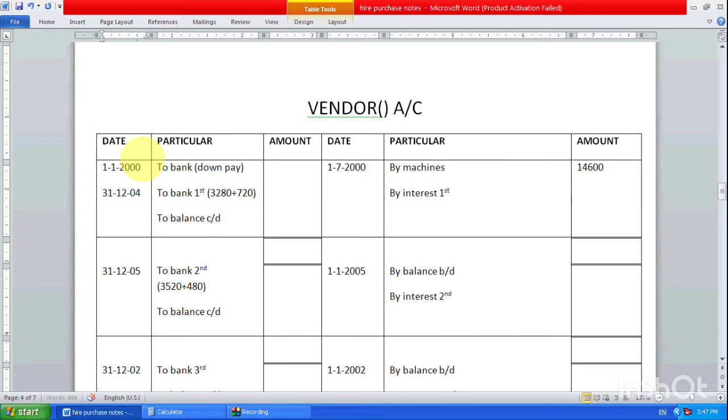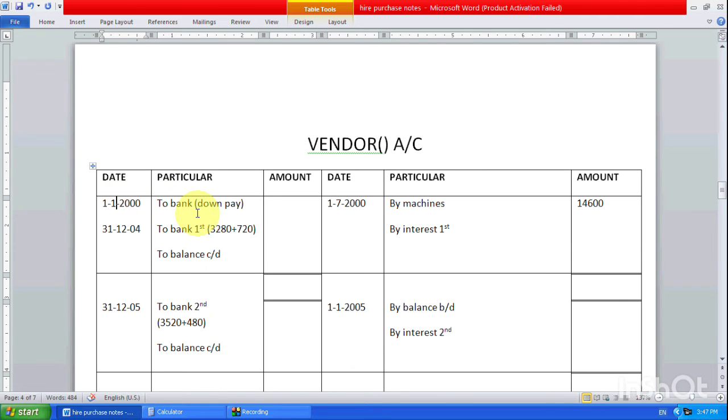Here also 2000. Down payment, immediately he paid, here write 400. And the first installment is 800. And write the interest, we forgot to write interest. Interest is 80. First year interest 80, second 60, third 40, fourth 20.